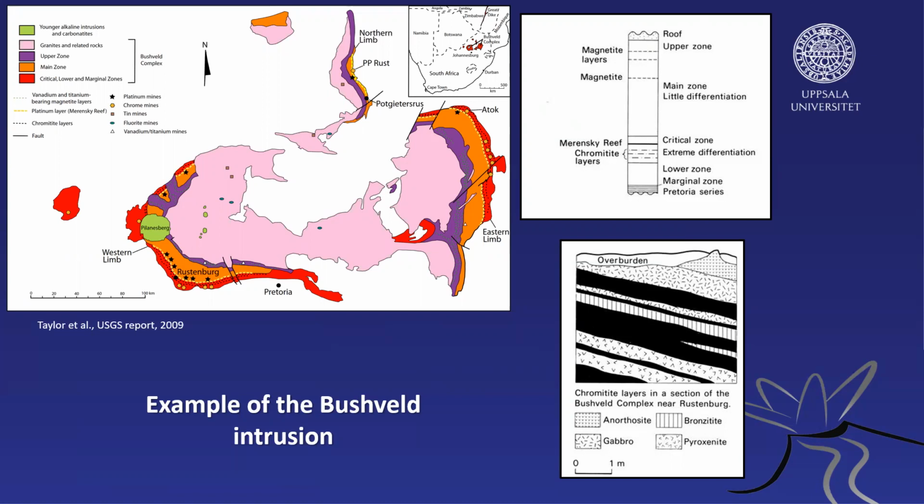As I said, you can find mining operations on this layered intrusion, because in fact, what you see in cross-section is that you have a succession of different rocks. They were formed by this process of minerals sinking into the magma chamber.